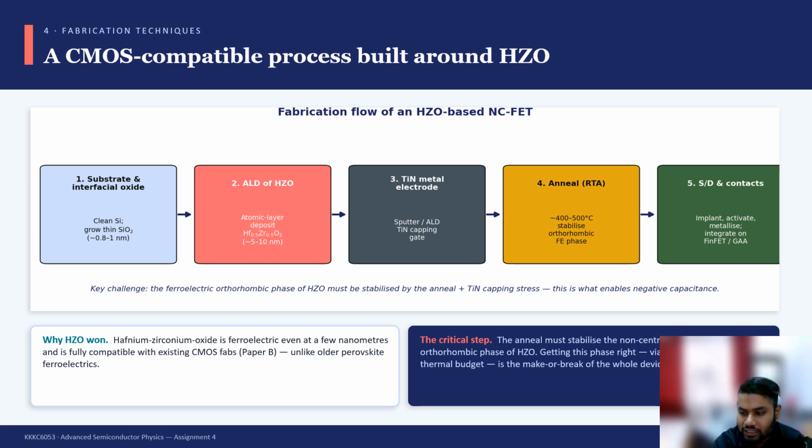Then comes the single most critical step, a rapid thermal anneal at around 400 to 500 degrees. As paper B emphasized, HZO is only ferroelectric in a specific crystal structure, the non-centrosymmetric orthorhombic phase, and that phase has to be coaxed into existence by capping stress and the thermal budget during this anneal. Get it right and you get negative capacitance. Get it wrong and you just have an ordinary dielectric.